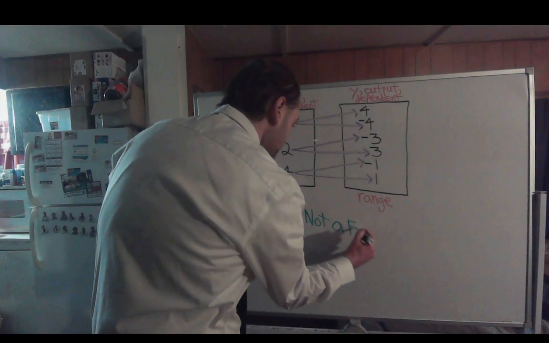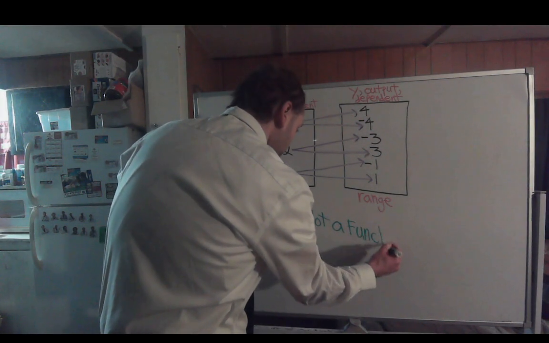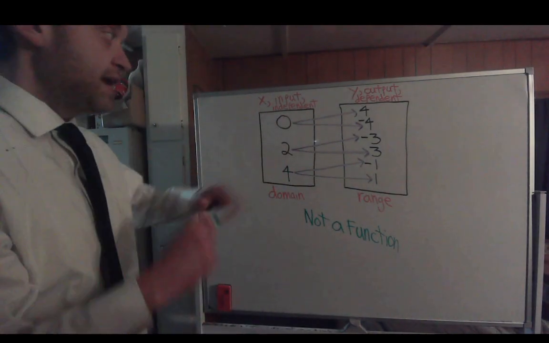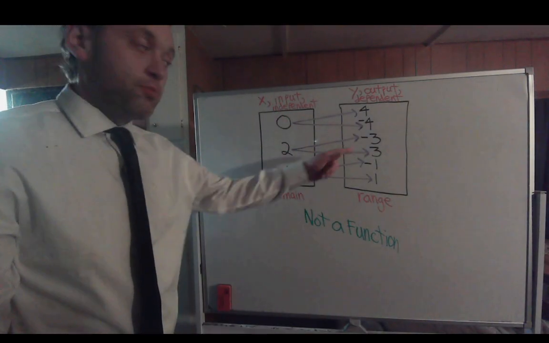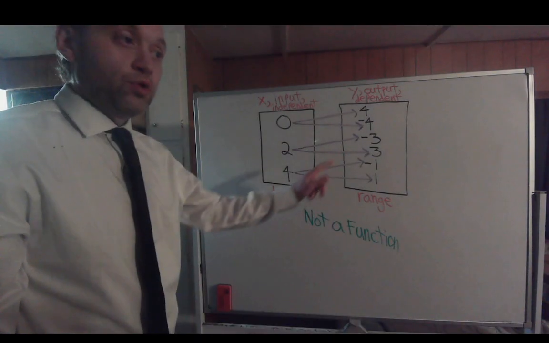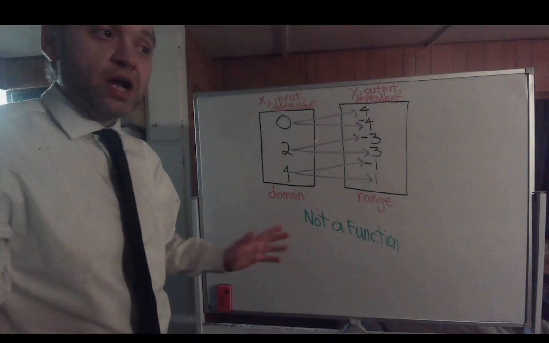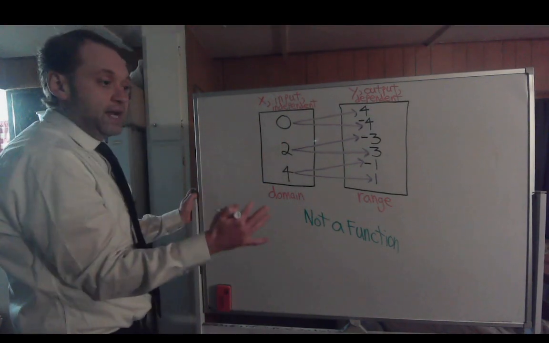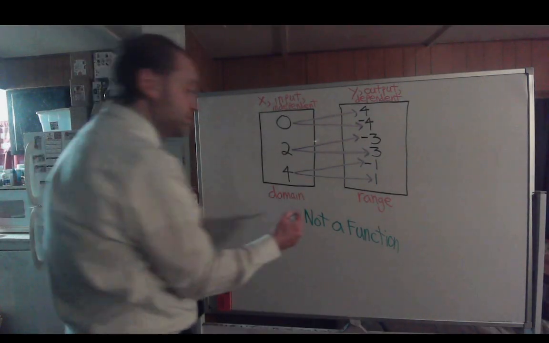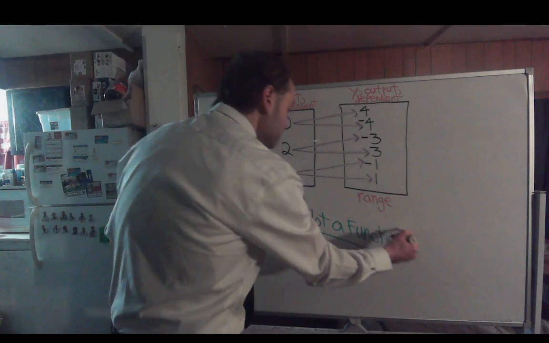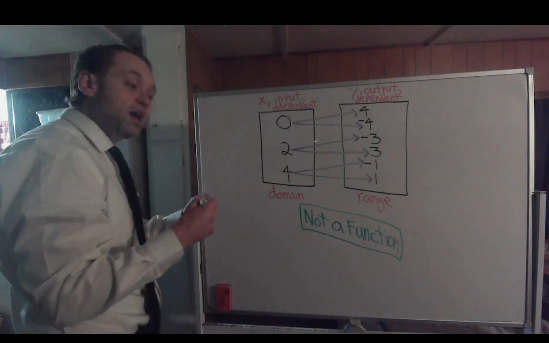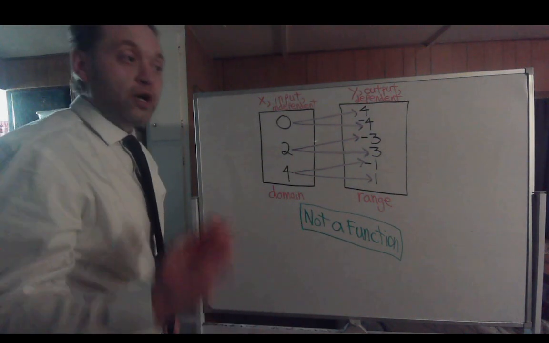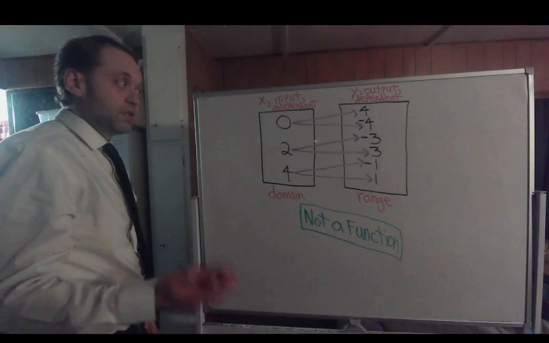And if, let's say, two of these numbers in the domain had only one member of the range, but even one of them had more than one member of the range, the whole thing would still not be a function, because every member of the domain must have one and only one member of the range in order for it to be a function. So this is not a function. What I am showing you are simple numerical tests to determine if a relation is a function.